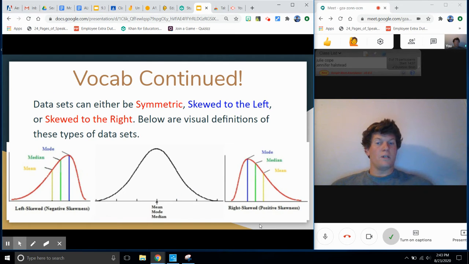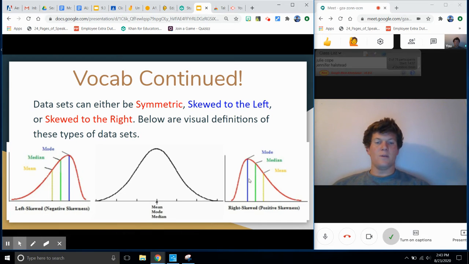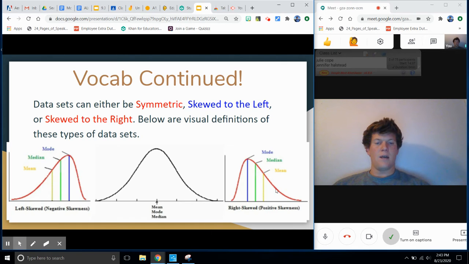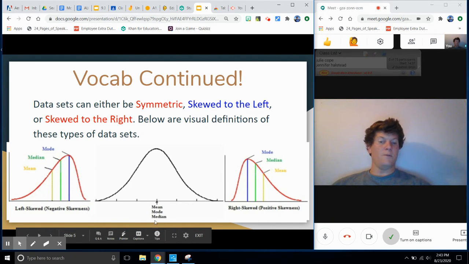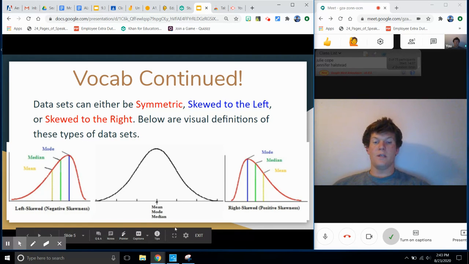Next part of the vocab, we're talking about different types of distributions. So we're talking symmetric distributions, skewed to the left distributions, and skewed to the right distributions. Notice the differences with these distributions. Notice how they look, what's being pulled to the left, to the right, what tends to stay in the middle, where the mode is for all of them. Notice in symmetric, they're all basically the same spot. And it'll be kind of rare to have a perfectly symmetrical distribution, but if your mean, mode, and median are really close together, it's most likely symmetrical.